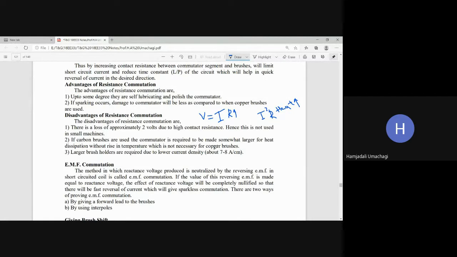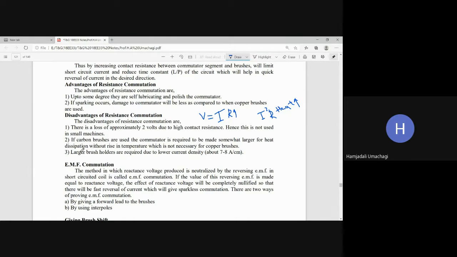But if I use copper brushes, then copper losses will be less, then less amount of heat will be developed and the brush holder size can be reduced. But here, if the brushes are made up of carbon, then due to large copper losses, heat developed will be more. Because of that, brush holder size is going to be increased. That is the meaning. This is a drawback here.